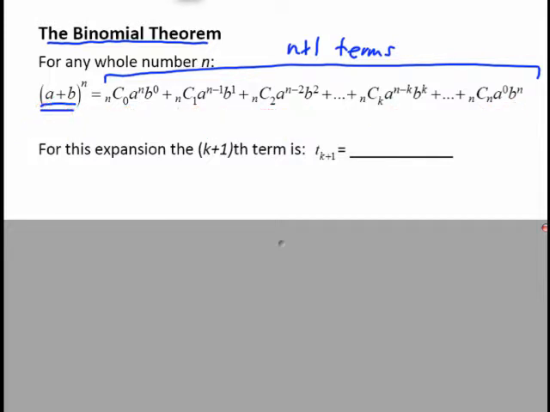And the last thing is that the coefficients of our terms are the n choose values, starting at n choose 0 in the first term, n choose 1 in the second term, n choose 2 in the third term, n choose k in the k plus first term, and n choose n in the n plus first term.